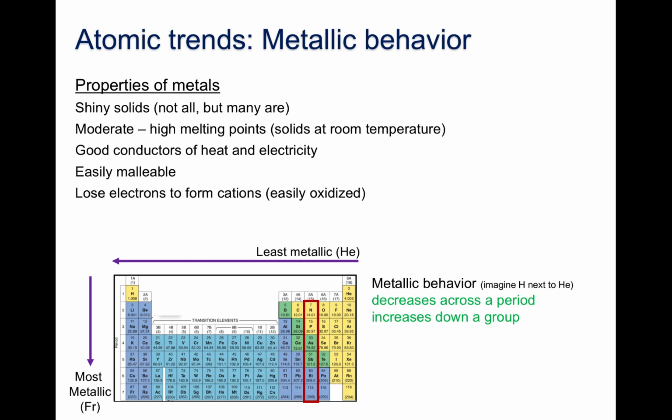And so the trend in metallic behavior is essentially the same trend as atomic size. Helium is the least metallic element. Francium down here is the most metallic element. So as you go down a group, metallic property increases. As you go across a period, it decreases. And it's easy to use the periodic table to remember those properties. If you take group 5, for example, at the top we start with nonmetals, and at the bottom we end up with metals. So we can very clearly see that we are increasing in metallic behavior as we go from a nonmetal to a metal.